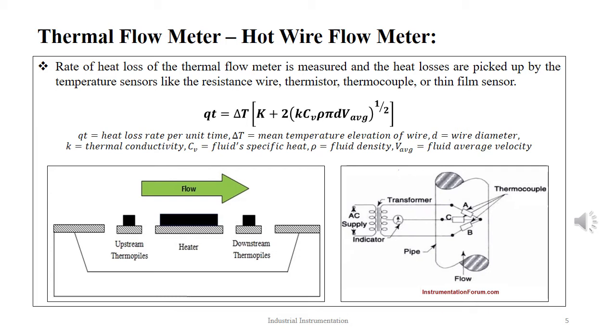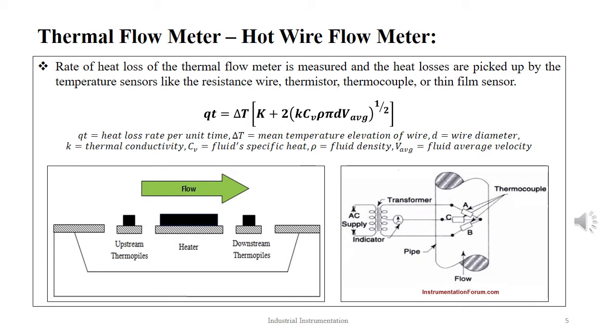The governing equation is Qt equal to del T into K plus 2 under root small k Cv rho pi d V average, where Qt is the rate of heat loss per unit time, del T is the mean temperature elevation of wire, small d is the wire diameter, K is the thermal conductivity of fluid stream, and rho is the density of the fluid stream. Cv is the specific heat of the fluid stream and V average is the average velocity of the fluid stream.